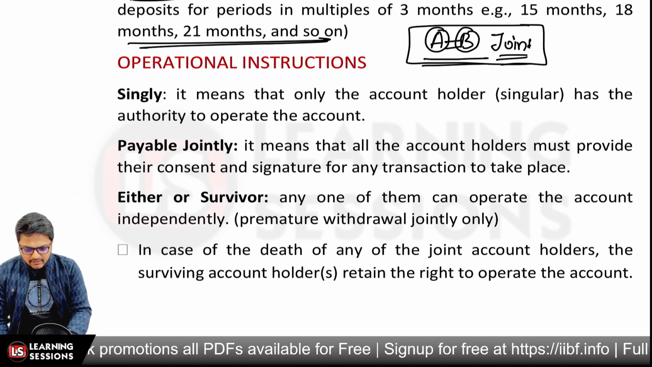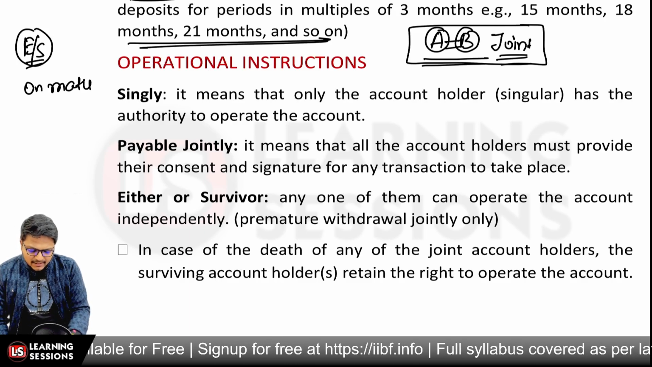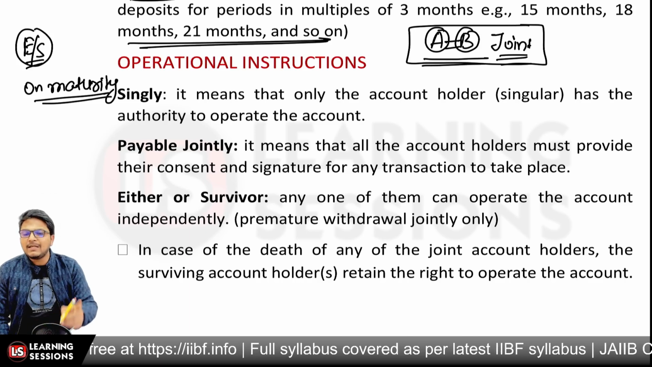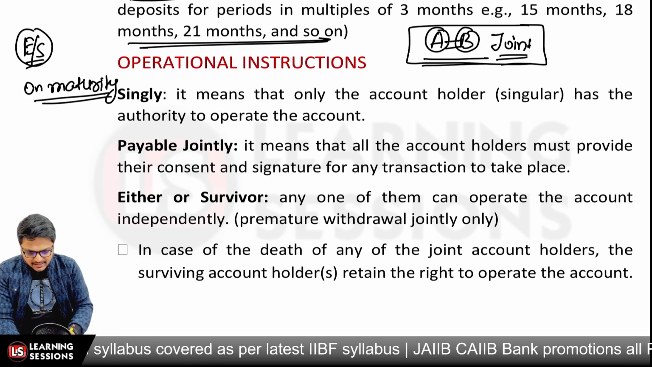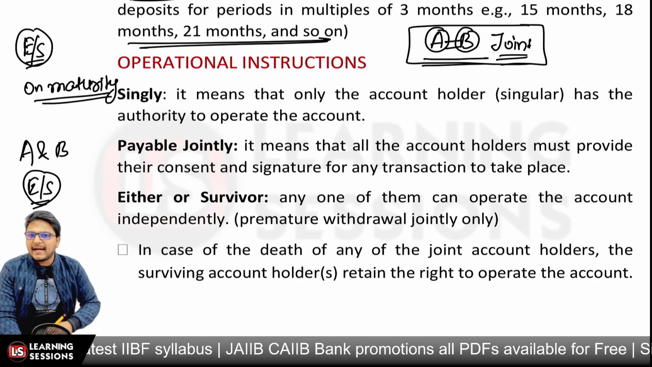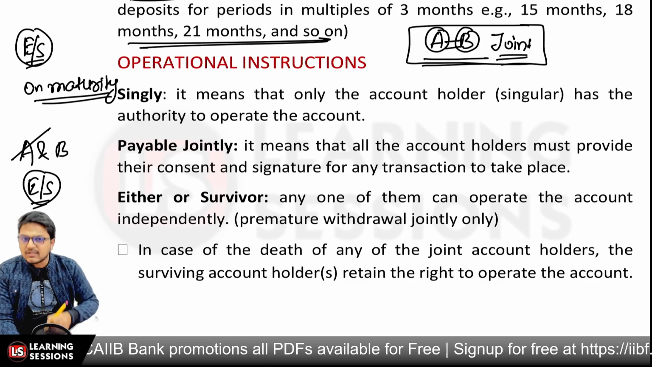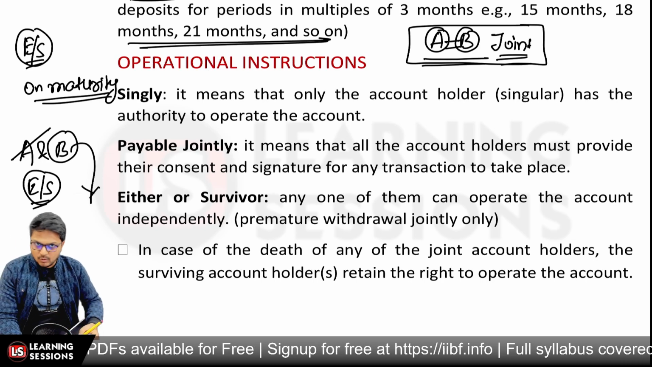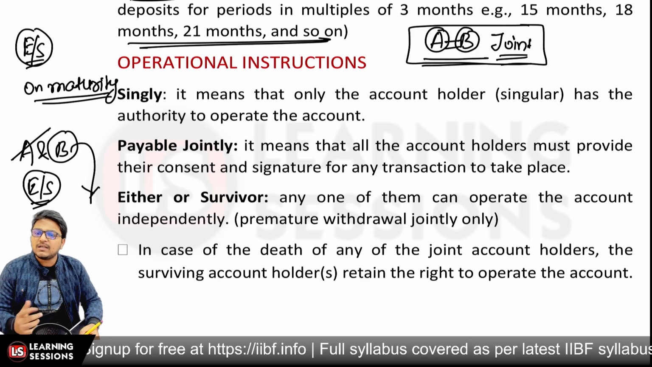And when we are talking about either or survivor, on maturity, any of the parties can operate the account. But if there is a premature withdrawal, that can be done jointly only. And also let's say A and B are operating an FDR on either or survivor basis, right? And particularly let's say person A was deceased, and it was either or survivor operation. In that scenario, person B can operate the account singly. They have the right to operate the account singly, right? In case of either or survivor parties.